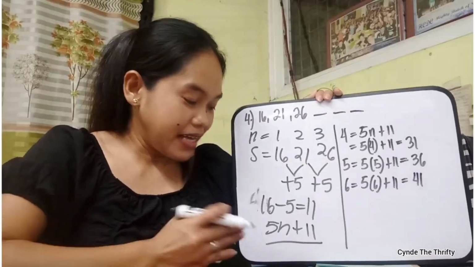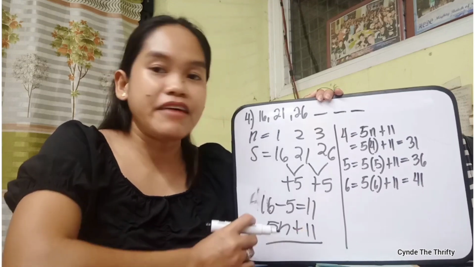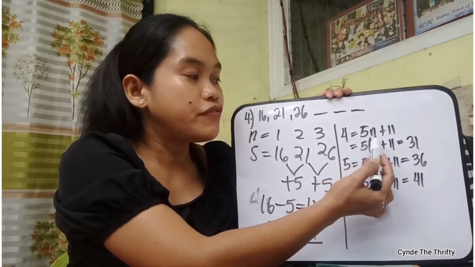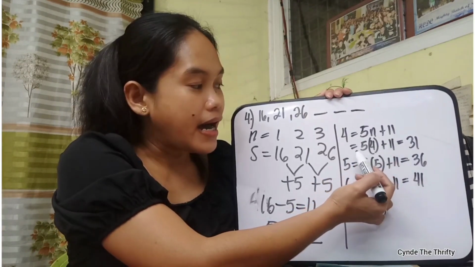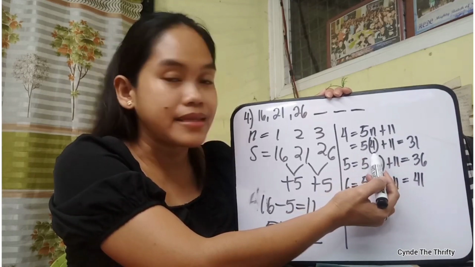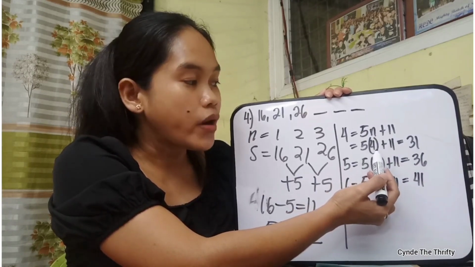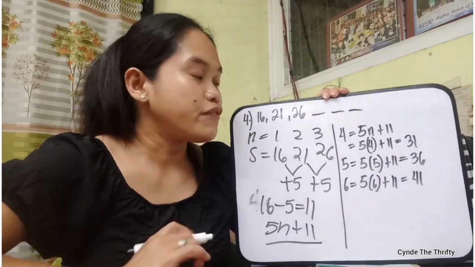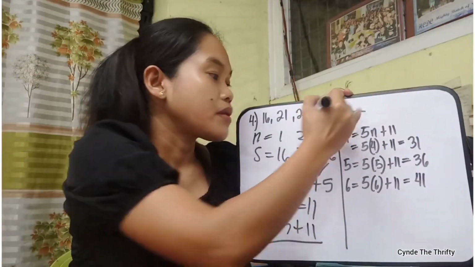So, ayan, gamit ang nth rule na 5n plus 11, ano yung ating pang fourth term? So, ano yung term na hinahanap natin? 4. So, ibig sabihin si n is replace natin ng 4. So, 5 times 4 equals 20 plus 11 equals 31. Ibig sabihin ang ating fourth term is 31.